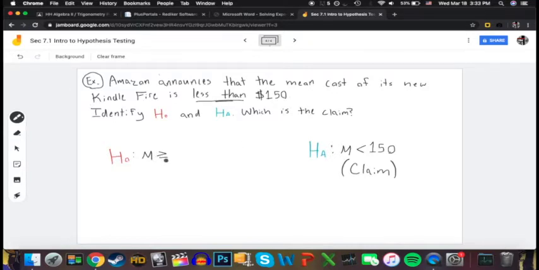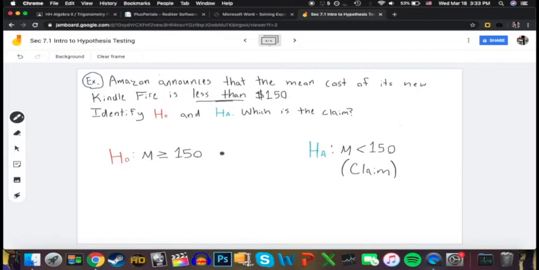So we're saying that the mean cost for this new Kindle Fire is going to be at least 150 according to our null hypothesis. Okay, so this is essentially what the first part of the first section focuses on. It's just identifying what your two hypotheses are, and then from there identifying which is going to be the claim.